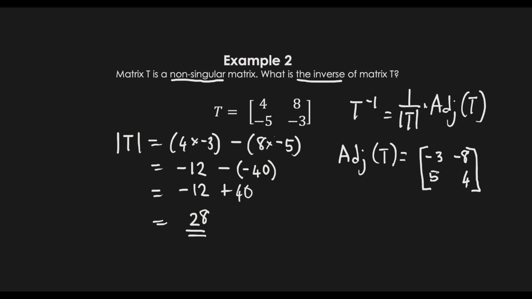Positive 5. So now combining these two, we would say that the inverse of t is equal to 1 over 28, which is 1 over the determinant. And then we'll put the adjoint here, which is negative 3, negative 8, 5, 4. So as you can see here, that's the inverse of t.